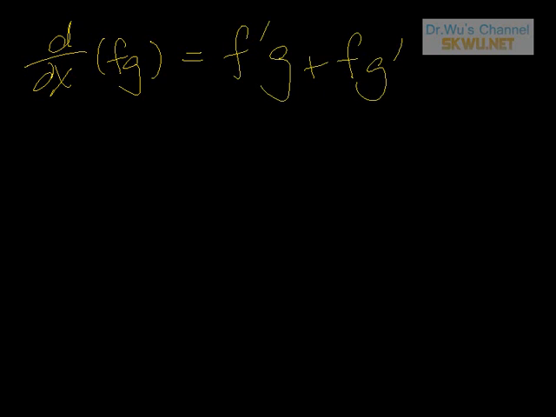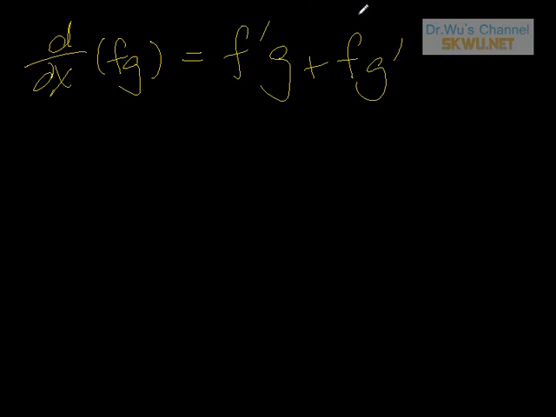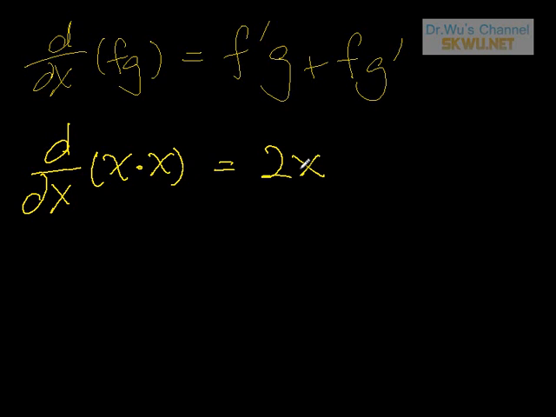So the question is, how can we apply this? Assume we want to differentiate this. We know from the power rule, the answer of this would be equal to 2x. But how can we use the product rule to generate this answer?